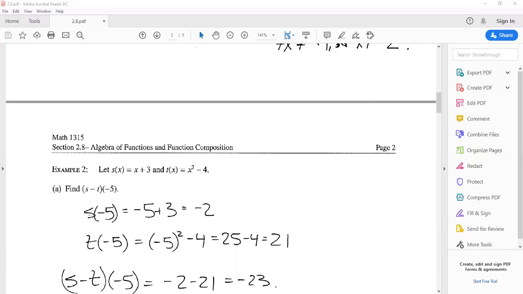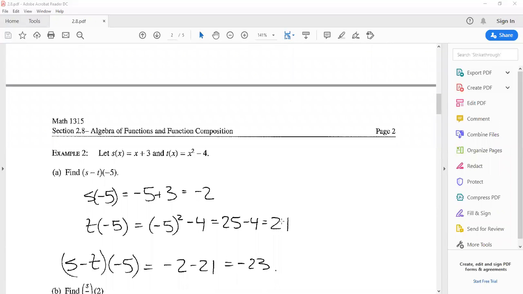So I evaluated s at negative 5, and I got negative 5 plus 3, which is negative 2. And then I evaluated t at negative 5, and I got negative 5 all squared minus 4, which gave me 21. And now to find s minus t evaluated at negative 5, I simply have to subtract 21 from minus 2, which gives me minus 23.